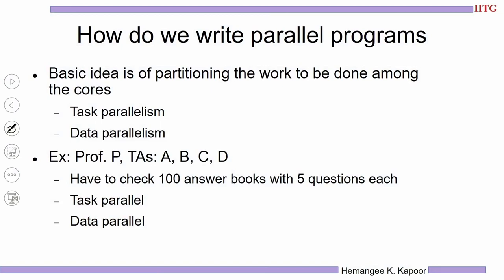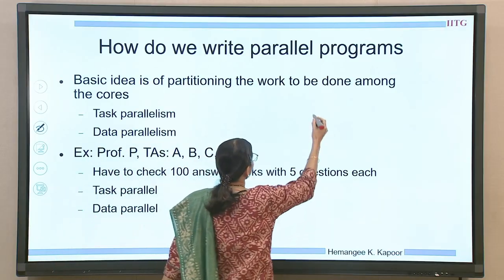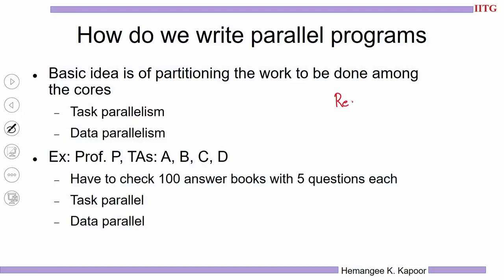Okay, so the example is about checking answer books after an examination. So we have Professor P, and the professor has got 4 TAs, A, B, C and D. Okay, so there are 5 resource people to do the job. And what is the task to be done? We have 100 answer books to check, and each has 5 questions. Okay, so we have how many resources? We have 5 resources. And what is the task? We have to check 5 questions, and there are how many answer books? 100.